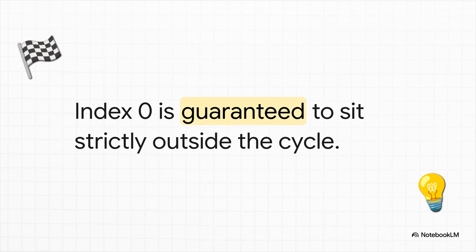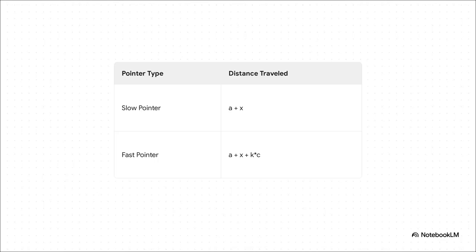You literally can never jump back to it. And that means index 0 is guaranteed to sit strictly outside the cycle. It acts as our perfect uncorrupted starting line. It's the starting tail leading into the loop, which means we're dealing with a cycle that has a distinct entrance. And that entrance is exactly where our duplicate number lives. So how do we find that entrance?